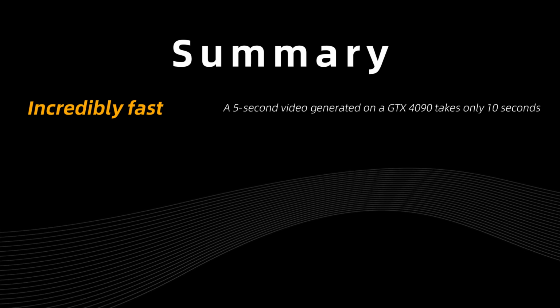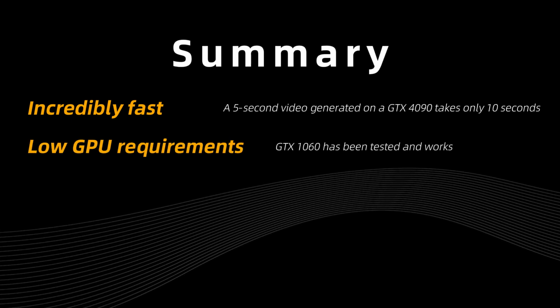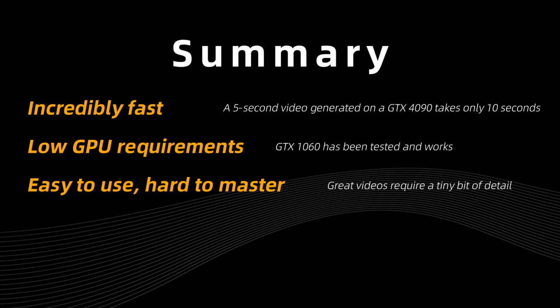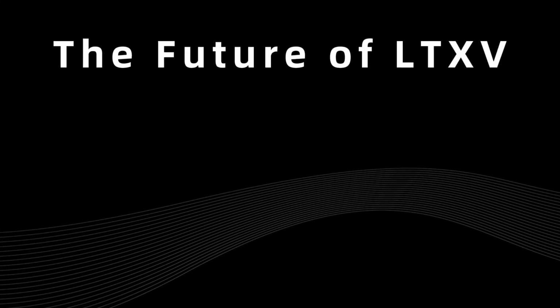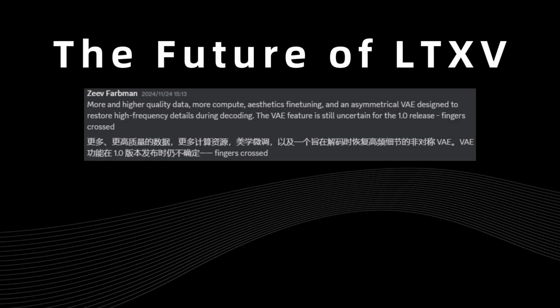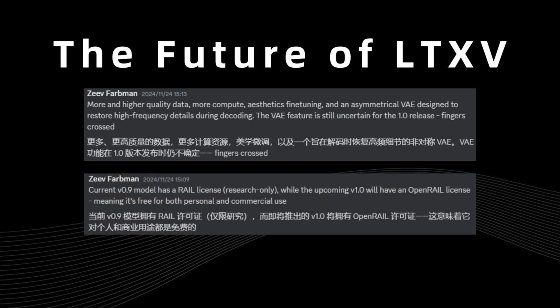To summarize, LTX Video is a super fast image generation model that can easily run on consumer-grade GPUs. It excels at text-to-video, image-to-video, and video-based style transfer that uses the first-frame image, but to generate good videos, you need to pay attention to the details. As for the future of LTX Video, the developers have revealed that they will train it with more high-quality data, fine-tune its aesthetics, and release a 1.0 version under an open license, free for commercial use. I look forward to the day when the model is open-sourced.